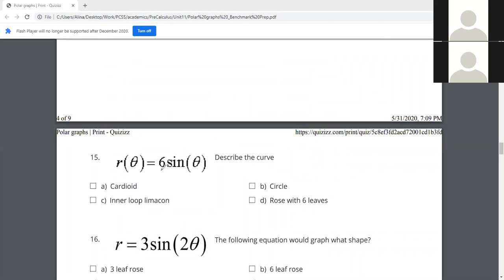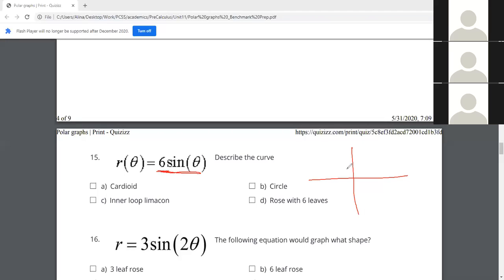Question 15, it's 6 sine theta. Let me ask someone, how about Montse? What is question 15? What shape will that produce? Montse, can you hear me? Yeah, I'm just thinking right now. All right. I don't believe it's a cardioid. You're right, it's not a cardioid.